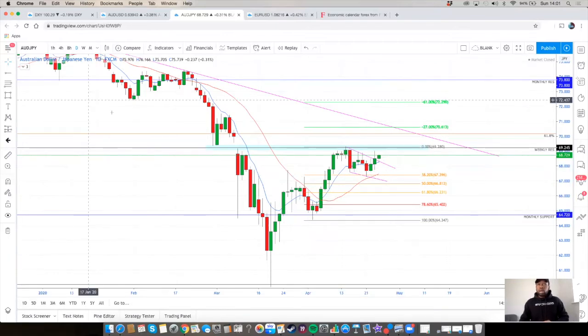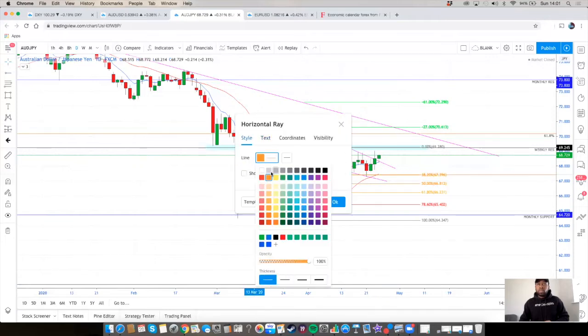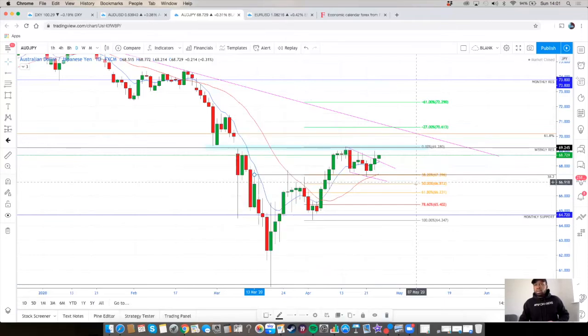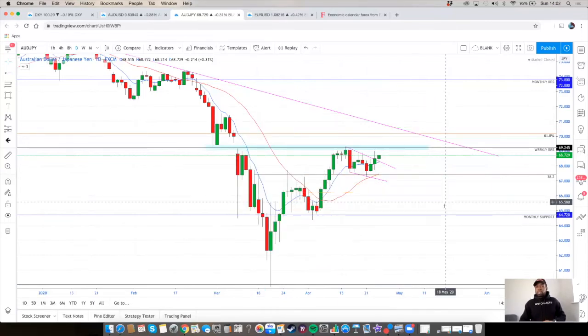Now again, guys, on the 38.2%, I'm just going to draw a horizontal ray and label this up. So just in case I do get rid of this Fibonacci zone, I still remember that this is a significant level for this chart, and I will then remove this Fibonacci zone for the meantime, so my charts are still clean. So what you can see here, guys, as well, is this also creates another daily key level.